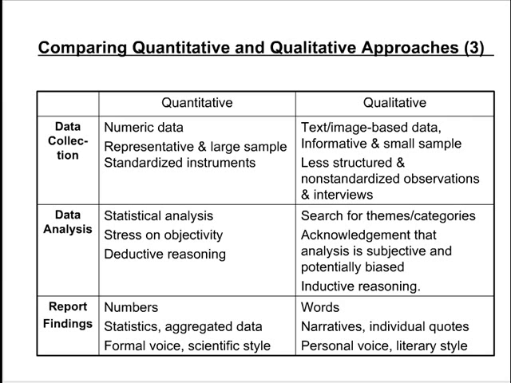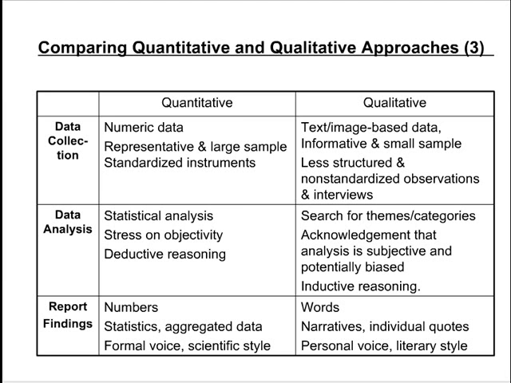Analyzing quantitative data usually relies on statistics, whereas in qualitative research, the researcher is looking for themes and categories in the narratives that have been collected. Quantitative research stresses objectivity, whereas qualitative researchers acknowledge that the analysis is often very subjective and potentially biased. And for this reason, qualitative researchers are often very careful to reveal what their own biases are, so that they are more aware of their biases, and also the readers of the research are aware of those biases.